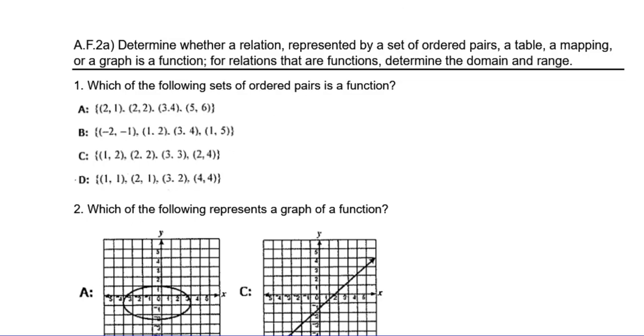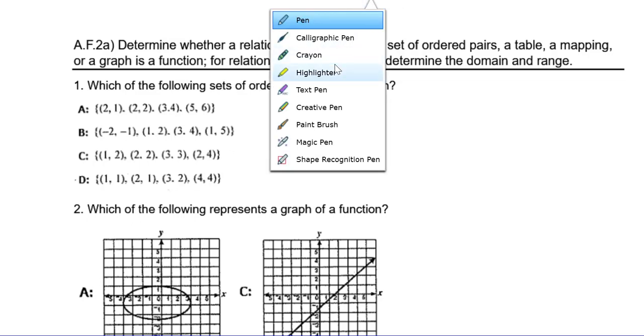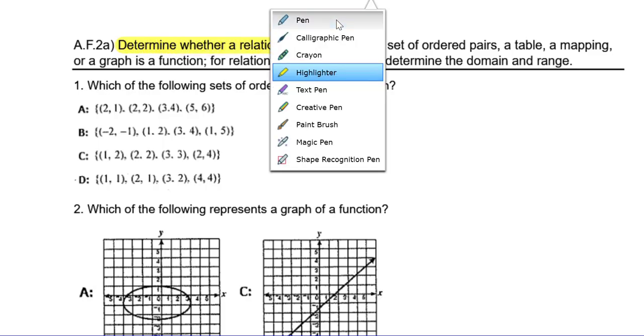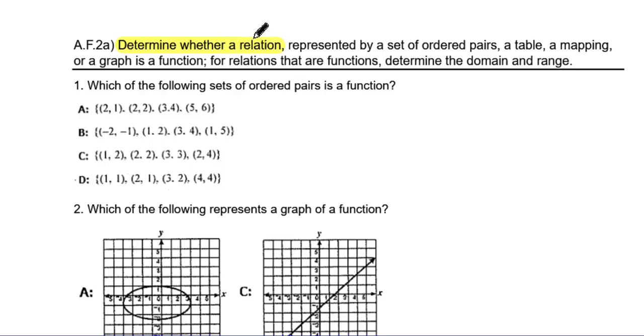In this video, we will look at determining whether a relation is a function. To know if it's a function, we have to know that in a relation, an x value cannot have multiple y values. In other words, an x value cannot repeat, okay? Cannot repeat.